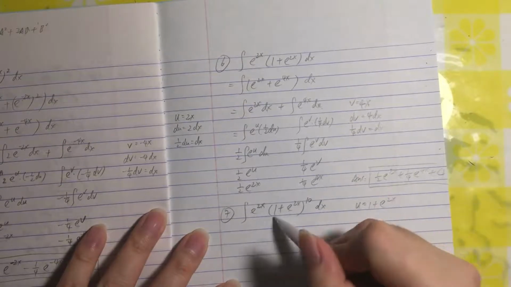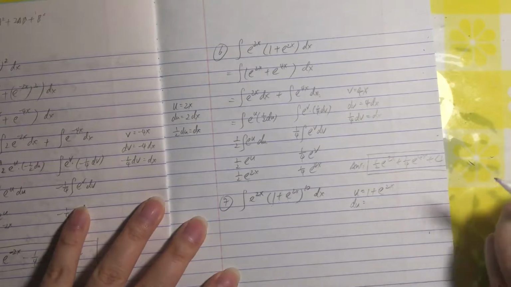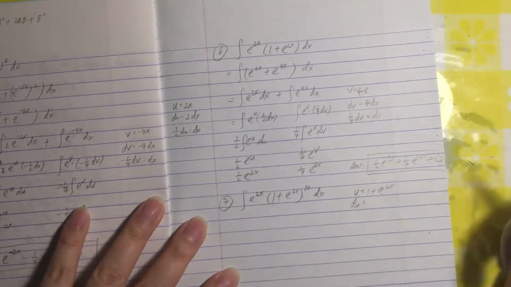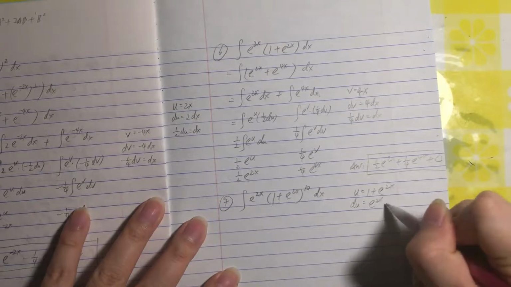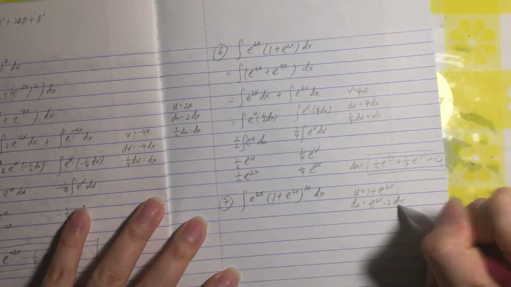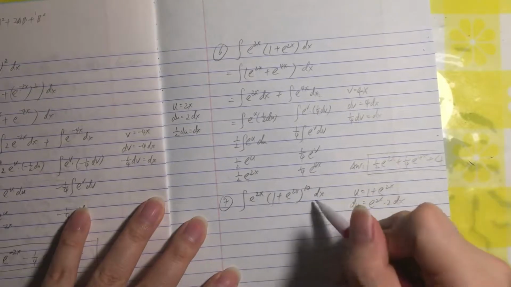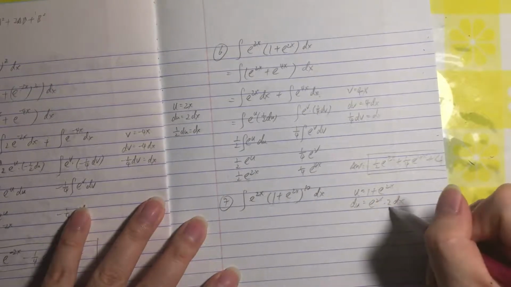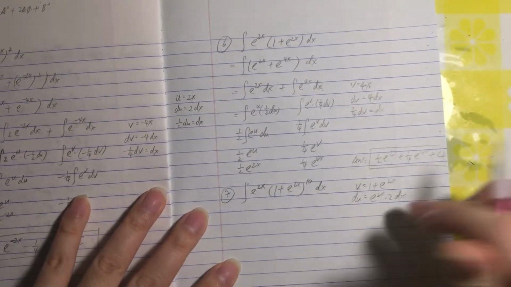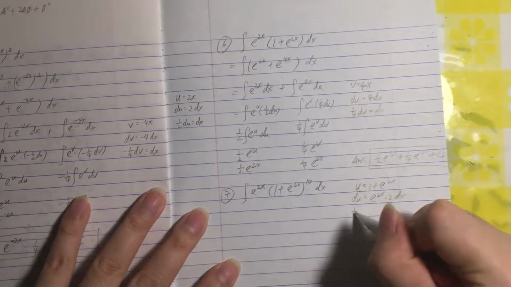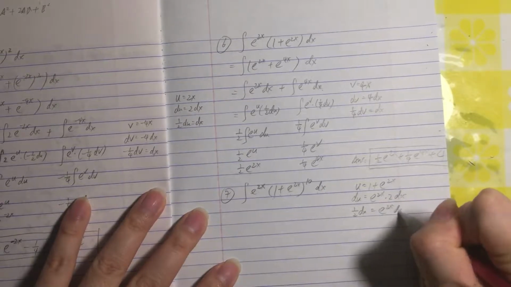If I let u be 1 plus e to the 2x, what's du? 1 is a constant, its derivative is 0. If I take derivative for e to the 2x, I get e to the 2x times 2 times dx. We have e to the power of 2x. We have dx. What's missing is a 2. But 2 is a constant, it doesn't matter. We can divide both sides by 2. I get 1 over 2 du equal to e to the 2x dx.